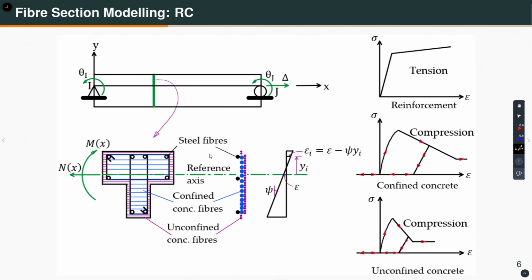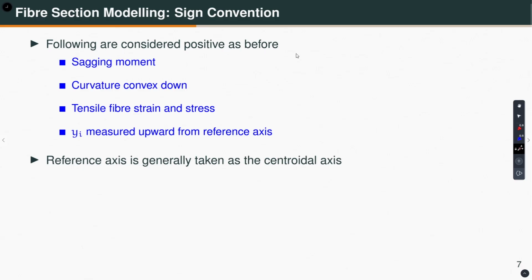Let us say the reference axis is again passing through the centroid of the cross section, and this is the strain at the centroidal axis, and this is the strain at the CG of ith fiber, which is epsilon minus psi into yi, where yi is the distance from the reference axis. Okay. Following are considered positive as before. Sagging moment is positive, curvature convex down is positive, that means a smiley face. Tensile fiber strains and stresses are positive, yi measured upward from reference axis. Okay. So, these are my sign convention, and like I said, reference axis is generally taken as the centroidal axis.